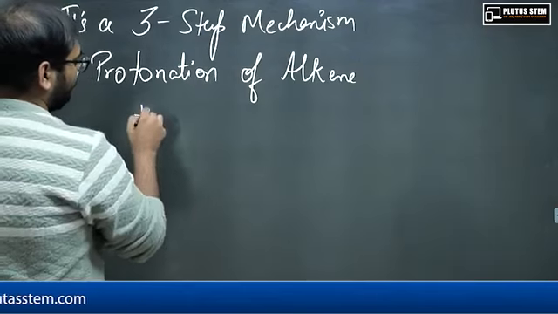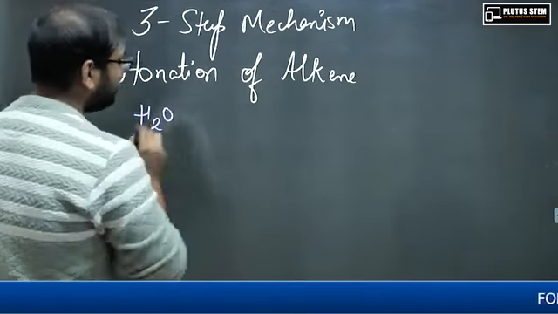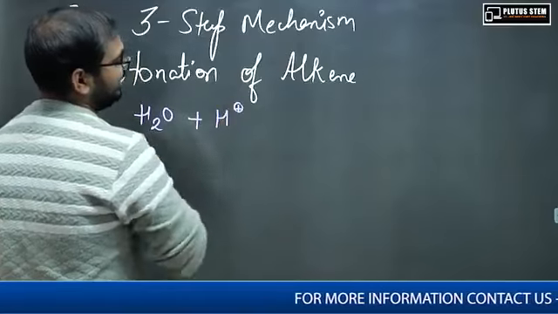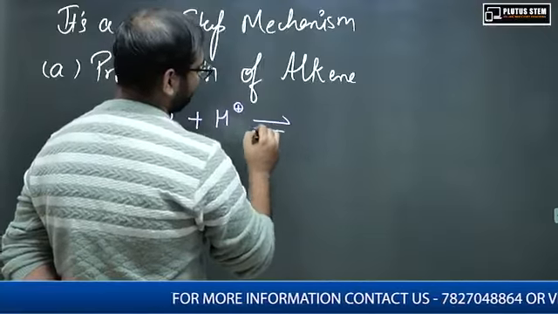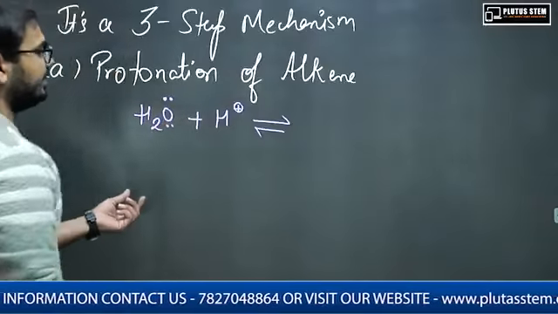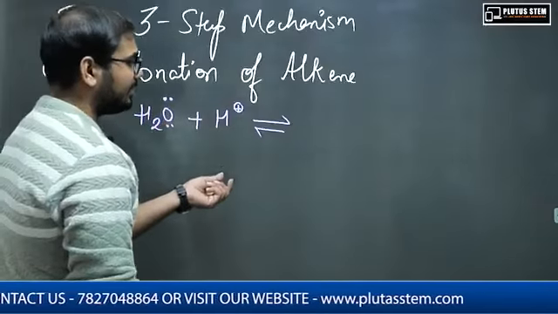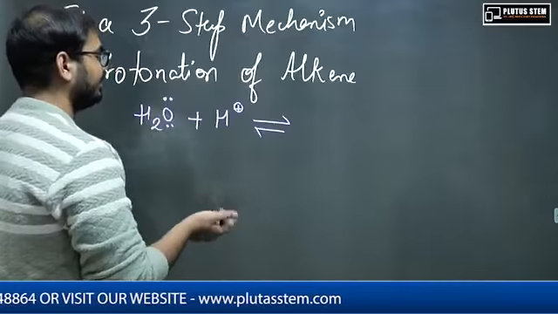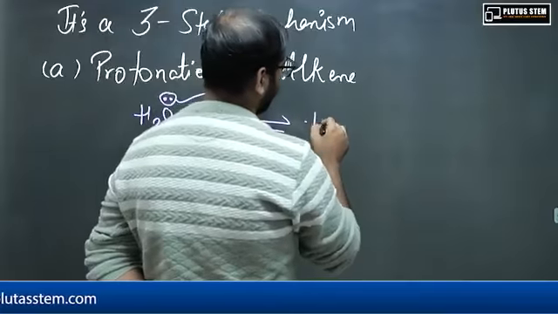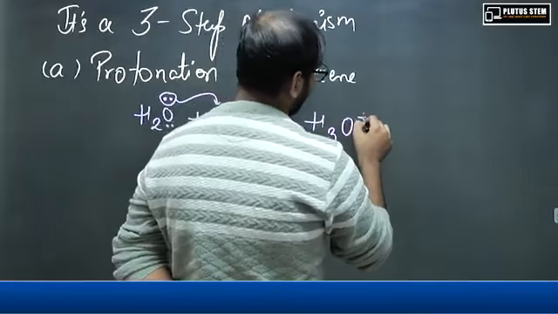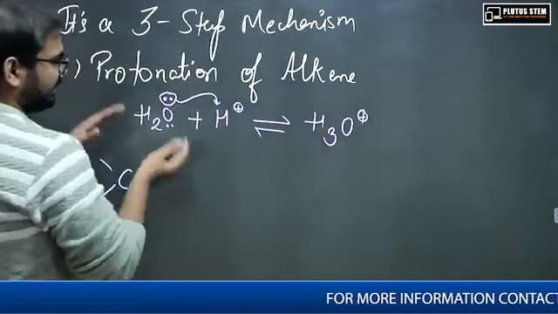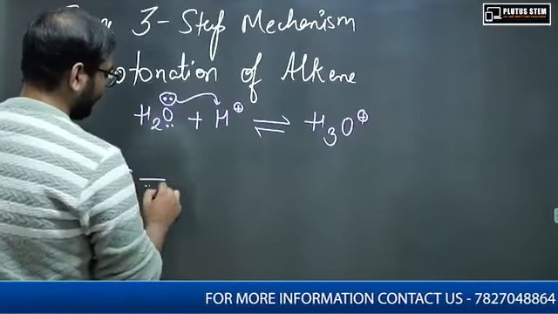So first what happens is, when you have water molecule, this water molecule first interacts with the protons which are generated by the acids. Now, the oxygen has lone pair. So that means the oxygen can act as a nucleophilic center, while H plus ion has positive charge, so it can act as an electrophilic center. So this water molecule attacks this H plus, forming hydronium ion.